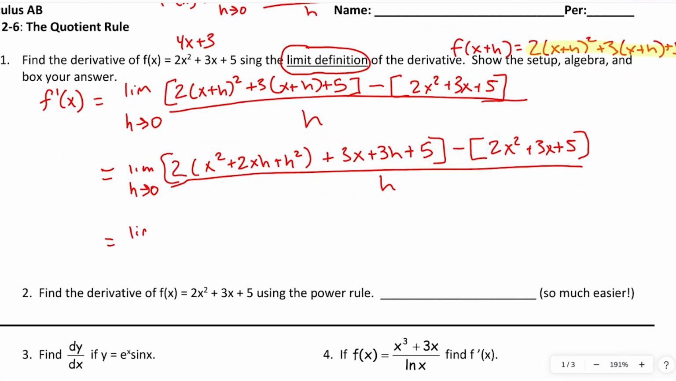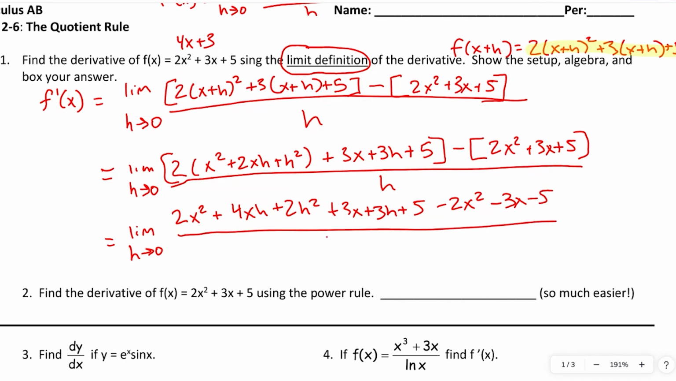Okay, so this is going to equal the limit as h approaches 0, and now I'm going to distribute the 2. I'm also going to distribute that negative, the minus in between the two functions. So I get 2x squared plus 4xh plus 2h squared plus 3x and 3h and 5 minus 2x squared minus 3x minus 5, all over h. So from here, we're going to cancel out everything that we can. So we see we have a 2x squared that goes away, a 3x, and a 5. And all the remaining terms have an h left over.